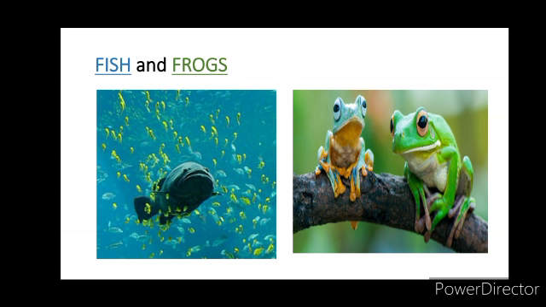And how are fish and frogs alike? Both fish and frog lay their eggs in water. The young ones of both breathe through their gills. How are frogs and fish different? A fish dies when taken out of water. But a frog can live both on land and in water, because it is an amphibian. So amphibians live both on land and in water.